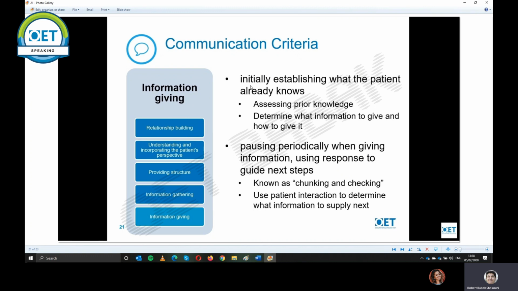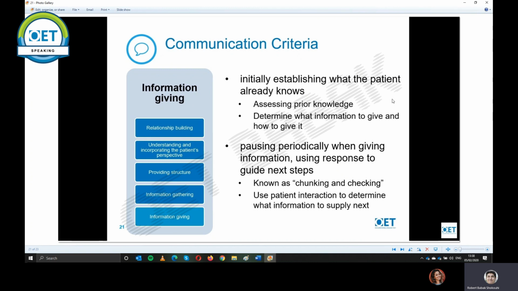Usually, we say you initially need to establish what the patient already knows and assess their prior knowledge. Then determine what information to give and how to give it. And this is something a lot of people miss, and even myself, I sometimes miss it. Sometimes you start explaining, forgetting that the patient sitting in front of you knows all of this, and you're actually explaining the obvious.